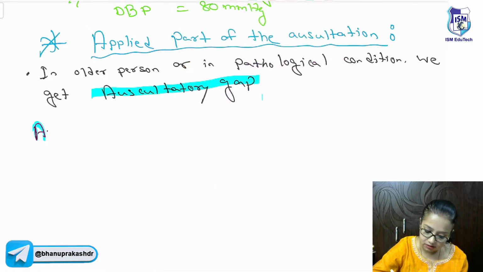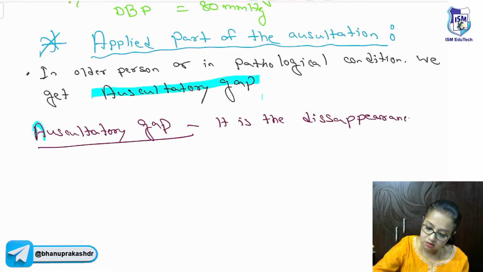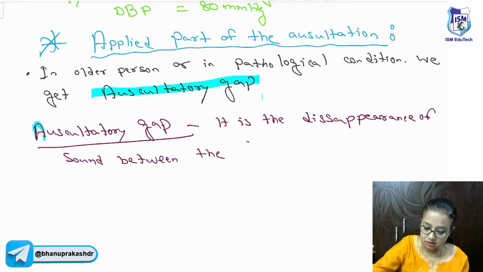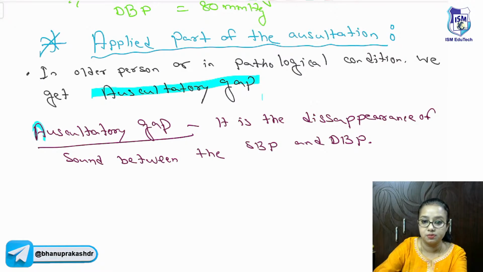Here, the auscultatory gap, it is the disappearance of sound between the systolic blood pressure and diastolic blood pressure. So, sometimes it may happen that there is one sound and then after that there is no audible sound at all.